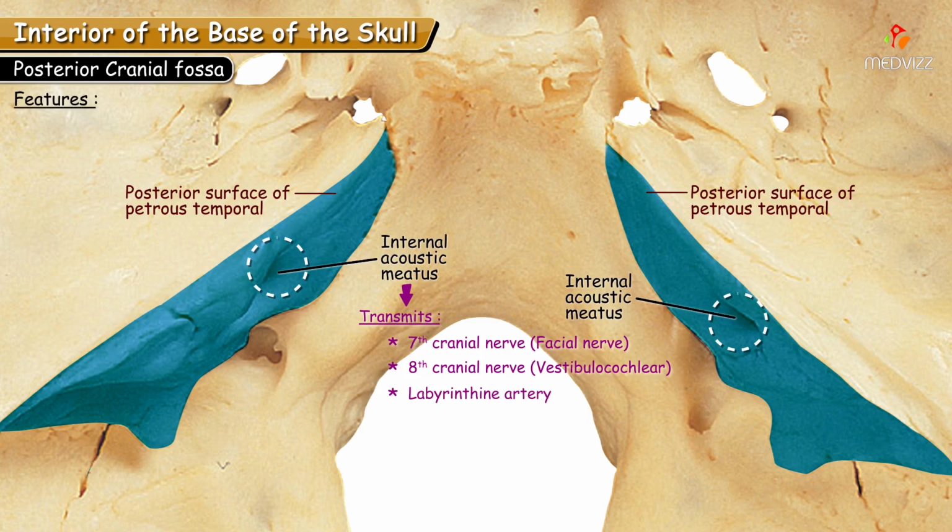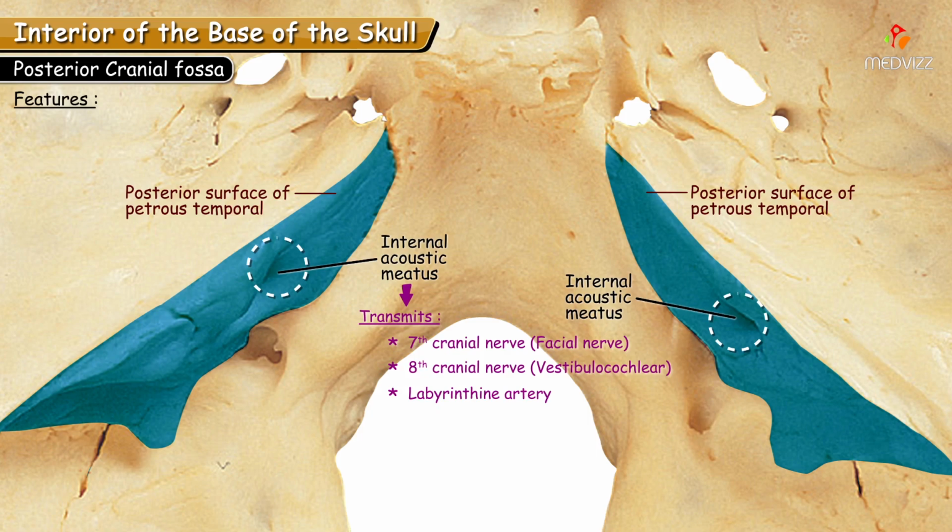So internal acoustic means auditory or hearing. So it is connected to the internal ear. So 7th is the facial nerve, 8th is the vestibulocochlear nerve. Both the nerves enter through the internal acoustic meatus to reach internal ear. And along with these nerves, labyrinthine artery supplies the internal ear, which also traverses through this foramen. So these are the structures passing through internal acoustic meatus.